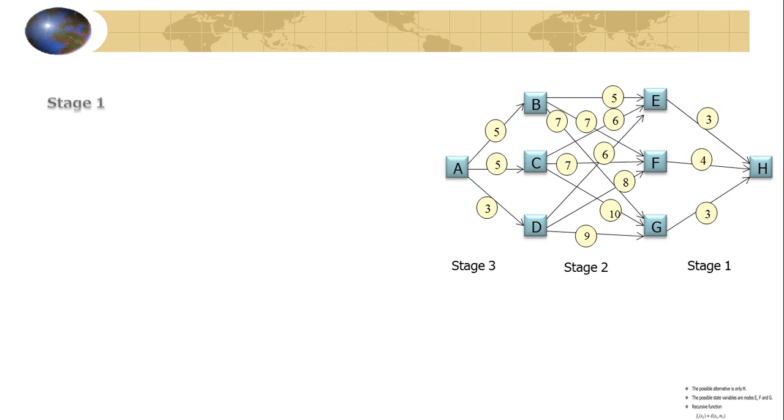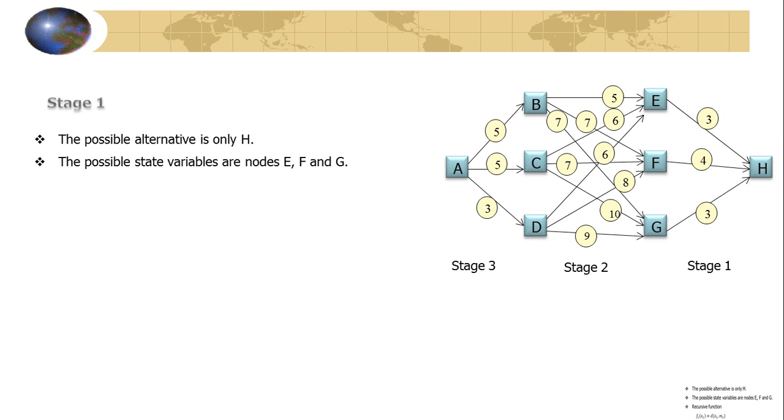Now let us optimize stage 1. In stage 1, there is only one alternative: wherever the sales manager may be, that is, either city E, F or G, he has only one alternative to go from this city. That alternative is H. The possible state variables are cities E, F or G, or nodes E, F or G.